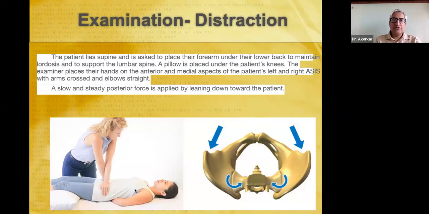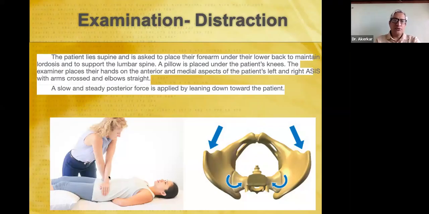As you can see, the patient lies supine. The forearm is tucked under the lower back, so the lordosis is maintained and the lumbar spine is supported. There is a pillow placed under the patient's knees to make the patient comfortable. Examiner places the hand on the anterior and medial aspect of the left and the right ASIS.